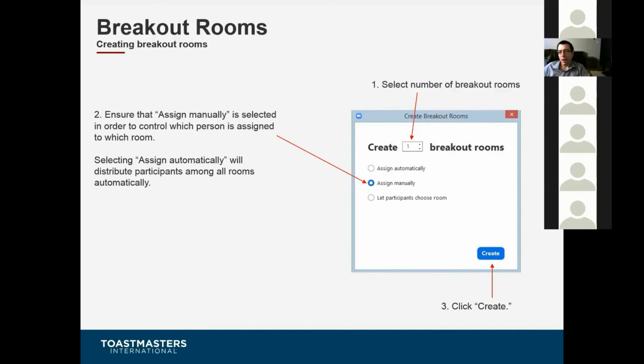And that's not ideal for a contest, because ideally at the start of the contest, you want to make sure that everybody goes to the main contest room to begin with. So make sure that you have assigned manually. That way the host can manually assign everybody to the contest room, and they'll go straight there once you open the breakout rooms. So select the number of breakout rooms, assign manually, and then you hit create.